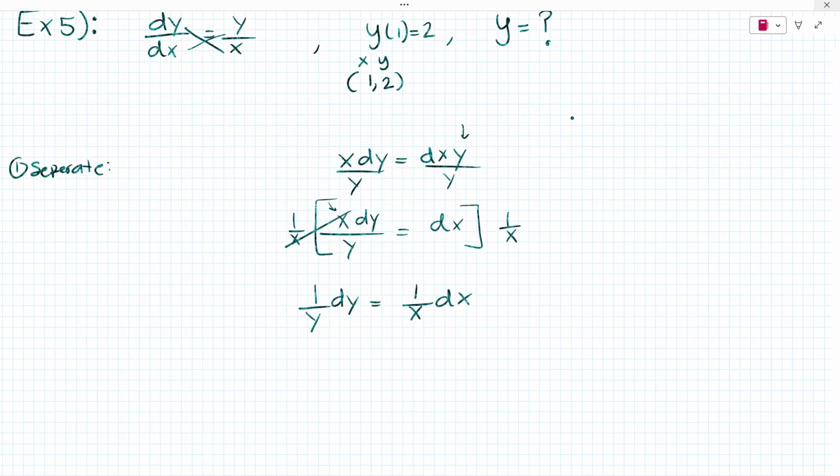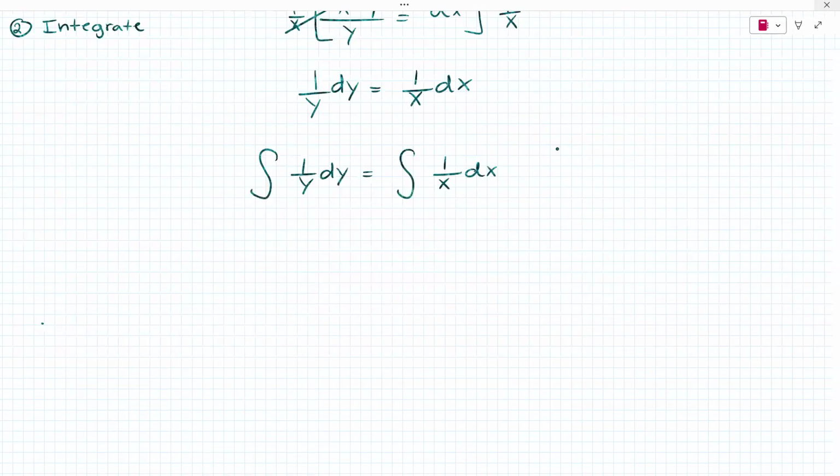Okay, the next step is integrating. So integrate both sides. It'd be the integration of 1 over y dy equals the integration of 1 over x dx. So the integration of 1 over y is ln of absolute value y. The integration of 1 over x is ln of absolute value x. And then you have a plus c.